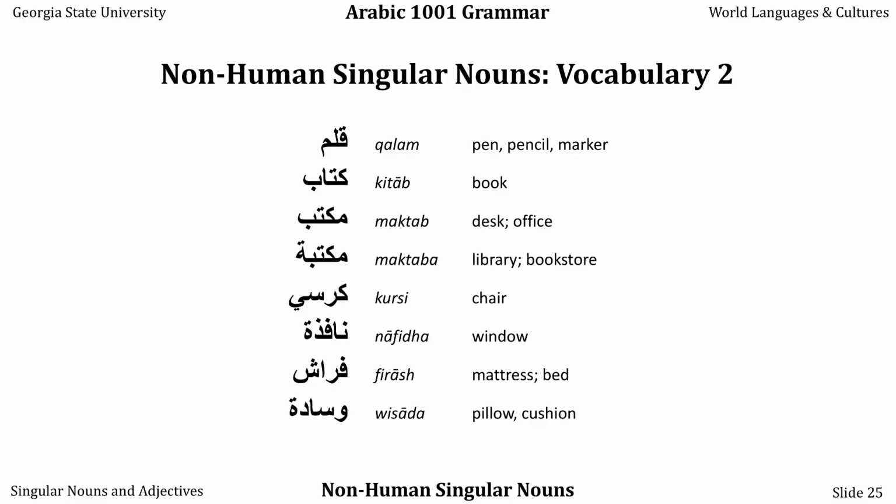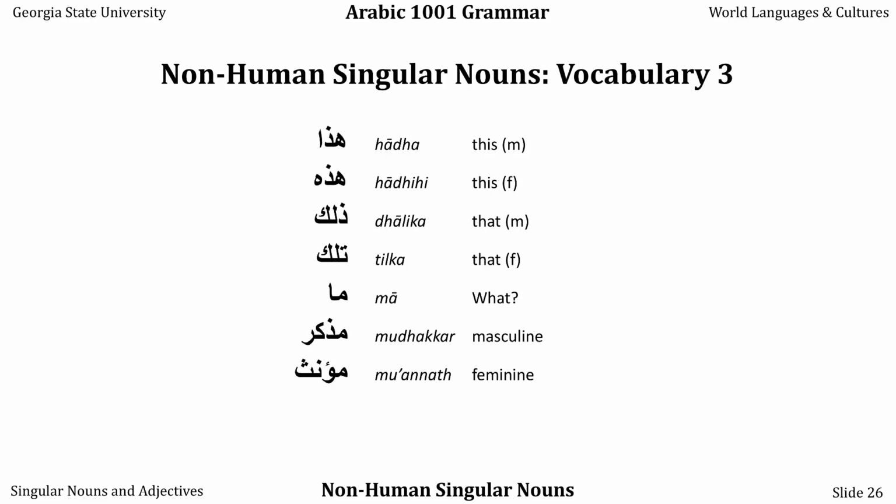Learn our grammatical terms and our question words as well. So we begin with our 4 words for this and that. Hadha is this for masculine nouns or nouns in general. Hadhihi is this for feminine nouns. Dhalika is that for masculine nouns or nouns in general. Tilka is that for feminine nouns. The word ma, when used in a question, means what. It also has a lot of other meanings, but we won't worry about those right now. Mudhakkar is our word for masculine, and mu'annath is our word for feminine.